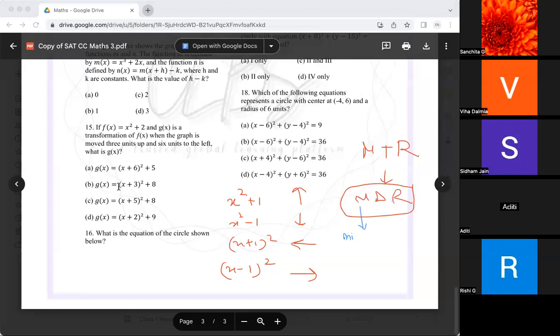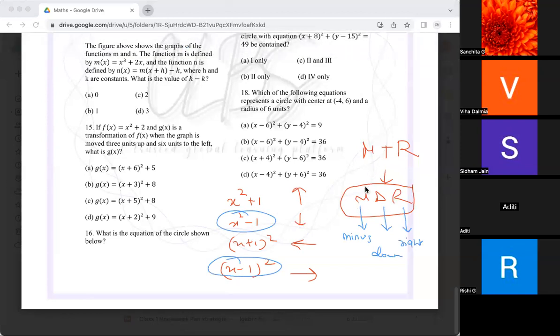M stands for minus. Whenever I have a minus sign, I will have down, downwards, or rightwards. MDR. So of course, the addition part will be upwards and leftwards. This is an acronym. If you feel that you can remember this, well and good. It's up to you whether you want to take it up or not. But this is a useful technique, right? Easy?